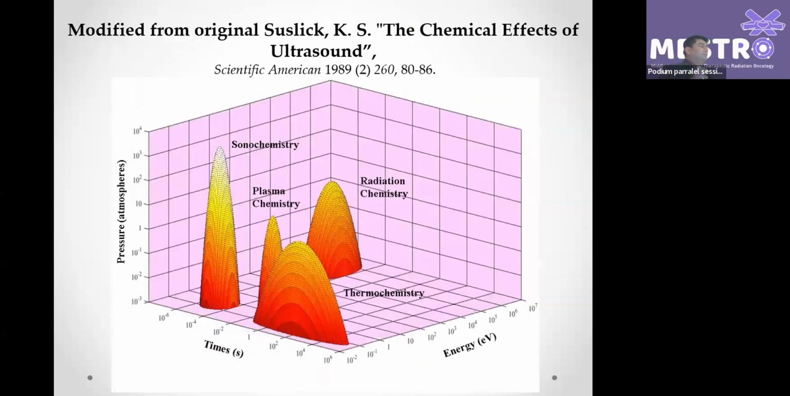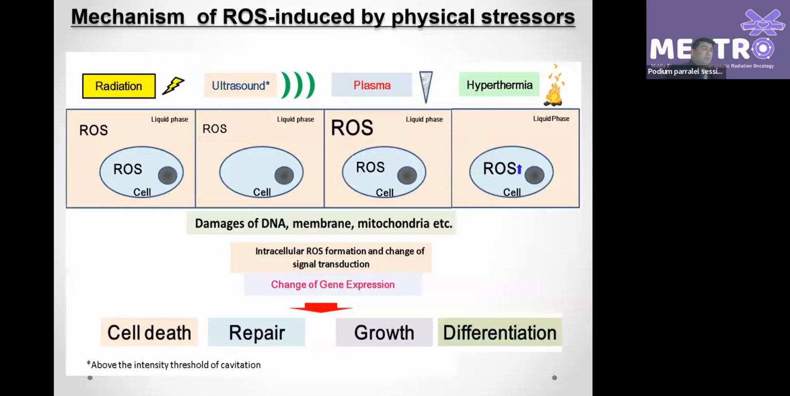So let's compare these physical modalities, keeping radiation in mind. If you compare them on the scale of pressure, time, and energy, we can see clearly that plasma chemistry and radiation chemistry differ in pressure, time, and energy. But what makes these physical modalities common? There is one common factor which all of them have, and by this factor they induce most of the cell death, especially in cancers. This is the production of reactive oxygen species, or the redox signaling that they have in cancer cells.